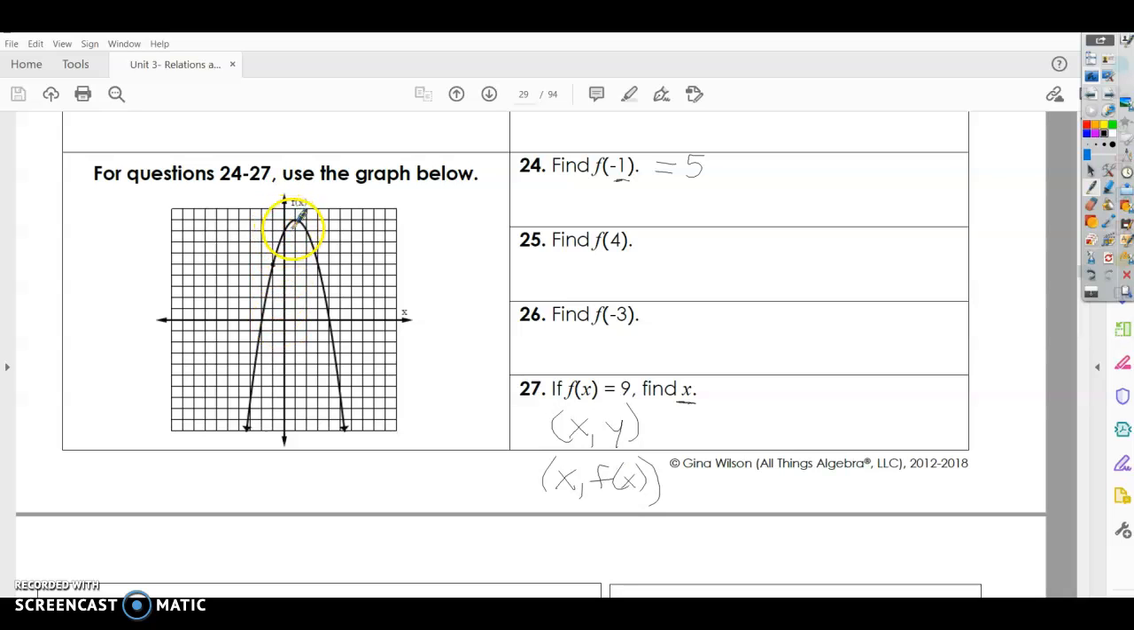So if we look here and we go 1, 2, 3, 4, 5, 6, 7, 8, 9. So that's going to be the highest point on this graph here. What x does that correspond to? So if we come down here and look, that is +1. So x equals 1 when f of x equals 9. So that one's just a little bit different, but you do it exactly the same way. You just think about it as an ordered pair. Just remember that f of x and y are just two different ways to write the same thing.